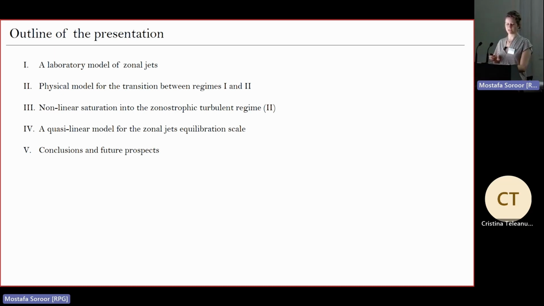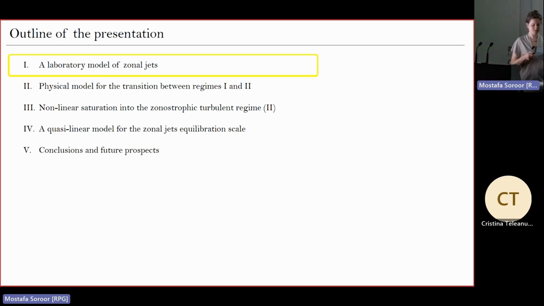Here is the outline of the presentation today. I will start with presenting this laboratory analog of gas giant zonal jets that was developed in the Marseille laboratory.